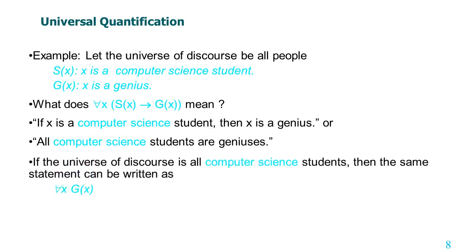Now we can write the statement in this way: if the universe of discourse is all computer science students, then the same statement can be written as for all x, G(x). That means for all the computer science students, G(x) means the student is a genius. All the computer science students are genius. That means for all x, G(x).